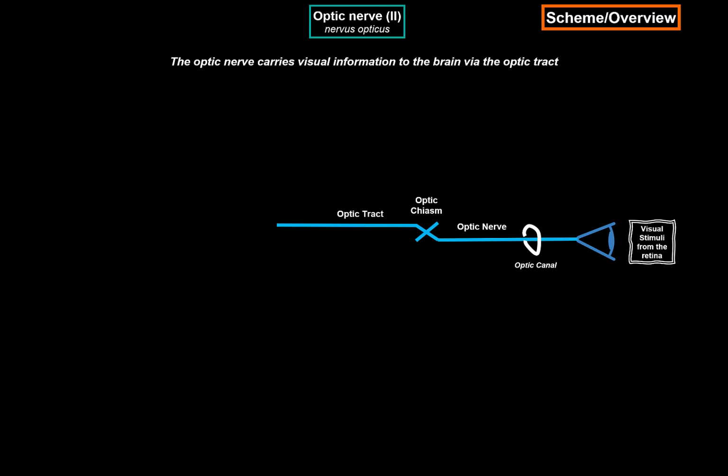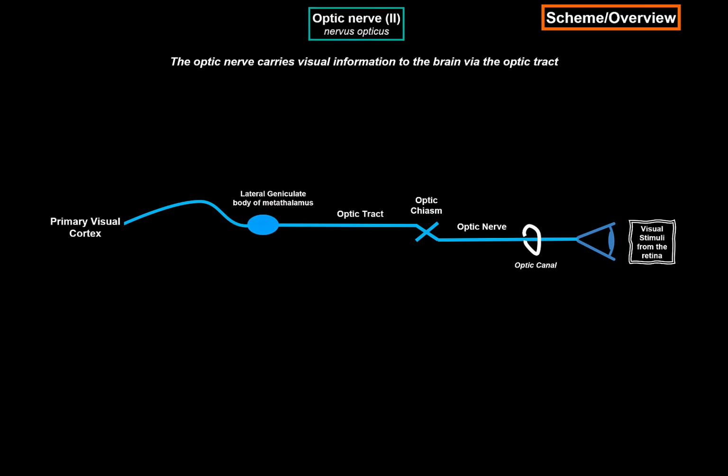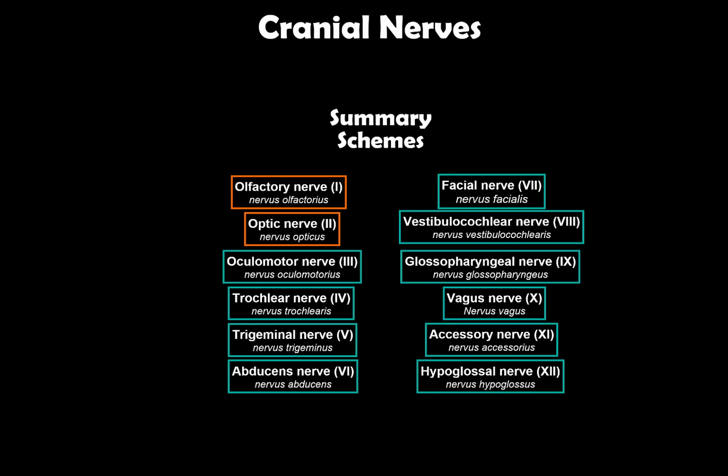The optic tract then goes on and synapses with the fourth order neuron in the lateral geniculate bodies of the metathalamus. These neurons then take visual information from the retina to the primary visual cortex in the occipital lobe. There are collateral branches that go towards the midbrain as well, responsible for the pupillary light reflex, but for the sake of simplicity, since this is a summary video, we will end the scheme like this. So that was the second cranial nerve.